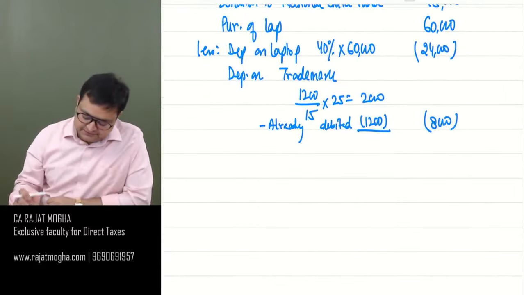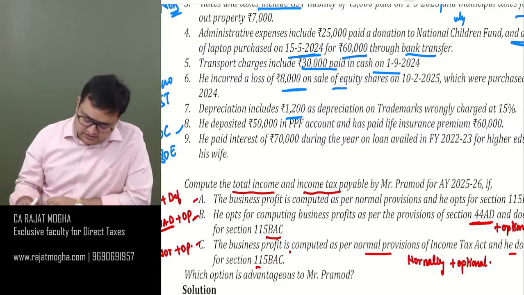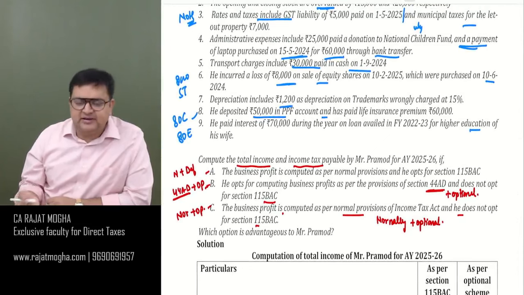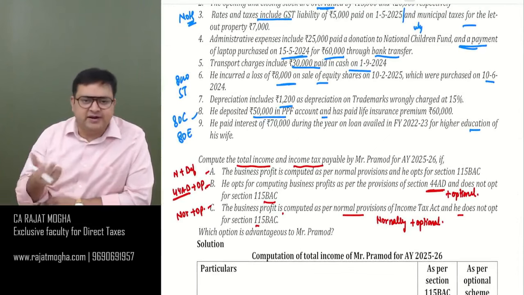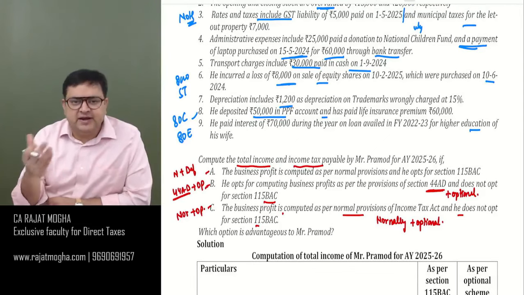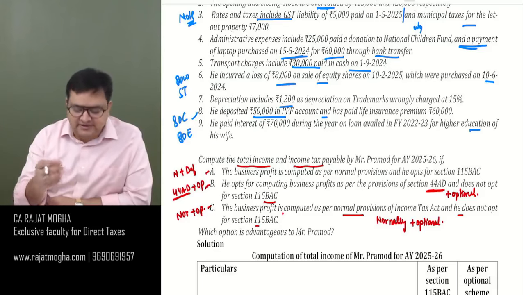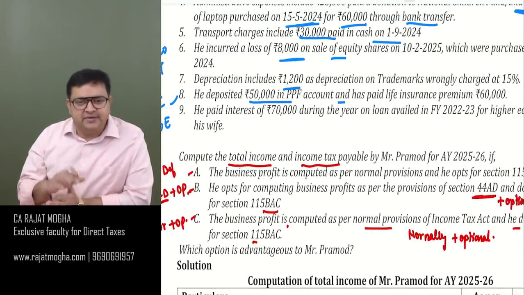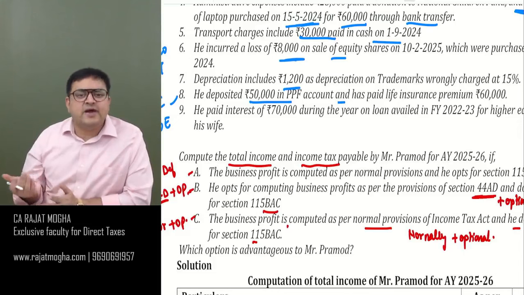Then he deposited 50,000 in PPF account and LIC. It is not disturbing my P&L account. It's not debited anywhere in the P&L account. It is simply a Chapter VI-A deduction. So I will not do anything in my PGBP because it is not disturbing my PGBP. It's not written anywhere that it has been debited or credited in my P&L account. So why should I take care of it in PGBP? I'll give the Chapter VI-A deduction.